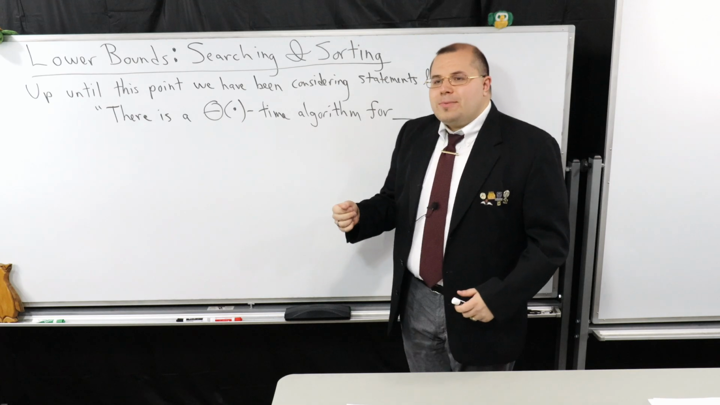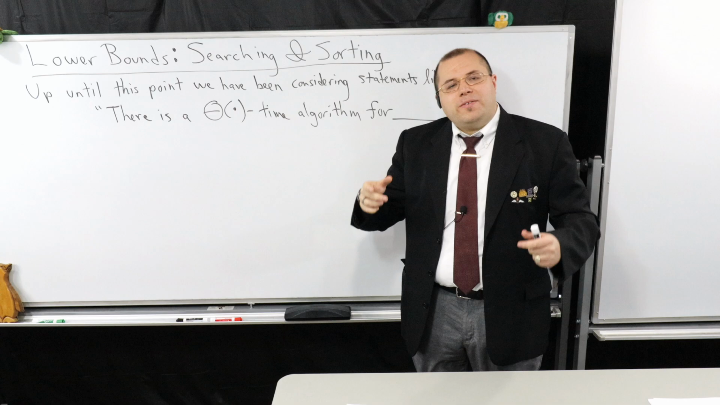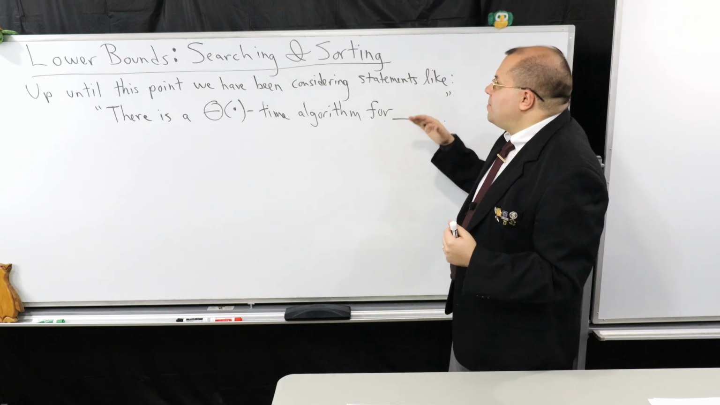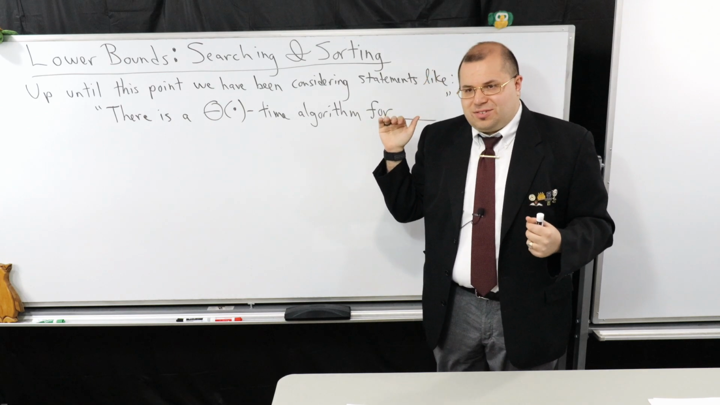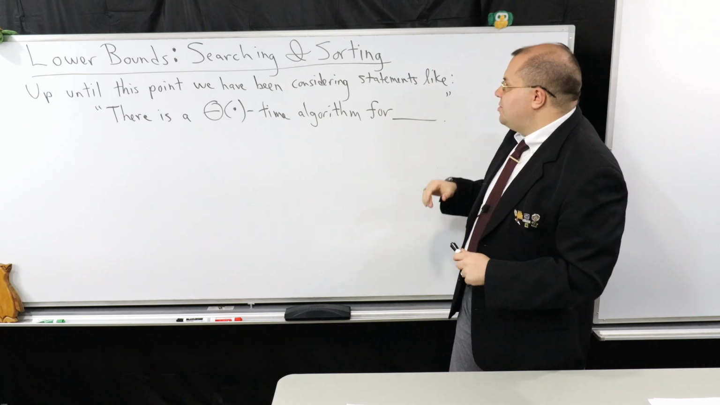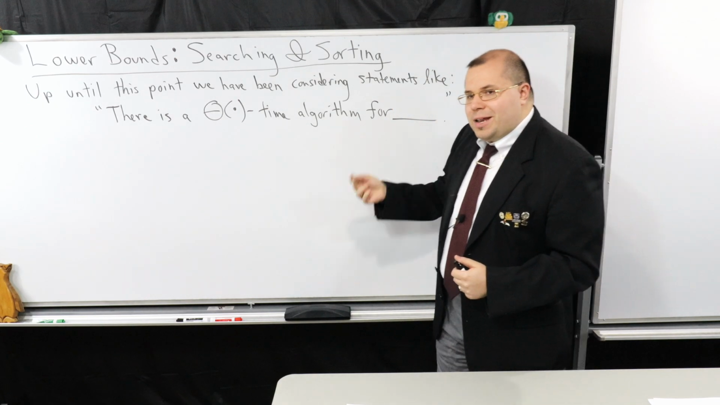So today I'm going to be talking about something a little different than we have in the last little while, but this should fit into everything we've been discussing up to this point. I want to talk about so-called lower bounds, and we're going to use the examples of searching and sorting to discuss this.